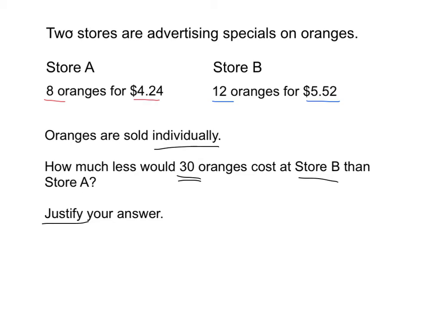We know the cost for 8 oranges at Store A, and we know the cost for 12 oranges at Store B, but do we know the cost for 30 oranges? Can we figure that out? Why would it be easier to compare the two costs at each store if we're using the same unit of 30 oranges? Is it easy to see right now which store is cheaper? Well, let's figure this out.